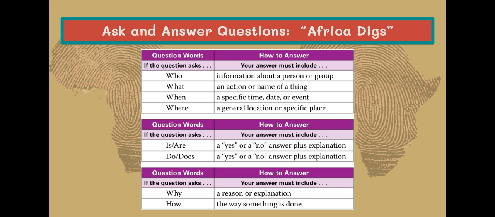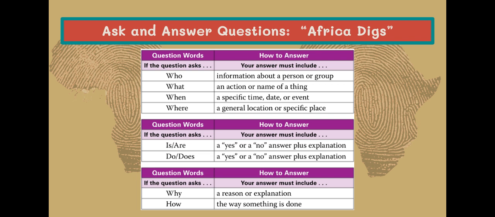The words in the left column are used to start the question. The right column lets you know what information is needed to answer the question. For example, if I ask, how do you get to school? Your answer to the question would include the way you get to school, by walking, by car, or by bus. If I ask, why do you walk to school? Your answer would include a reason for walking to school.